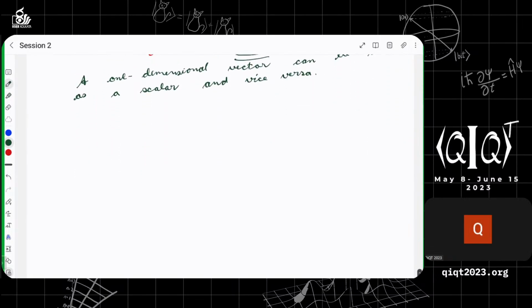Okay, with this, let's move on to the next example. Is Q, where Q is the set of rational numbers, a vector space over R? So yeah, maybe I'll give you a couple of minutes to think about it.